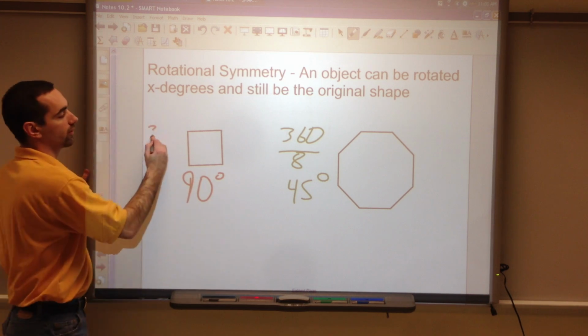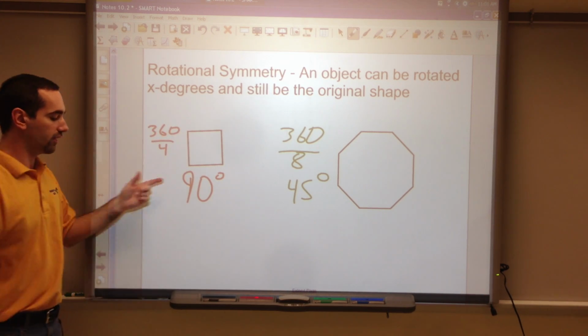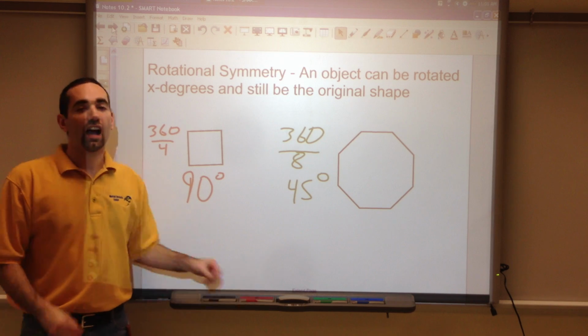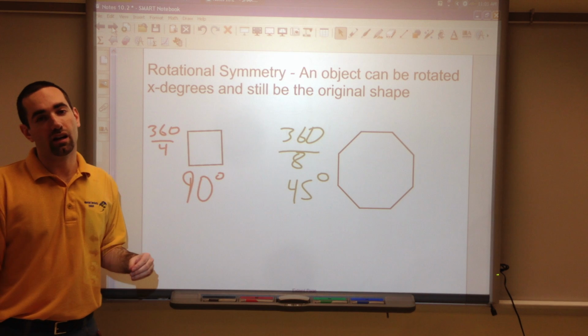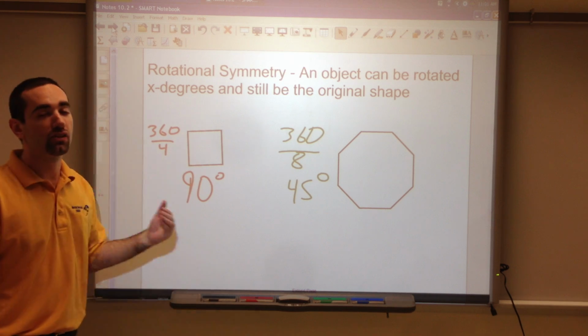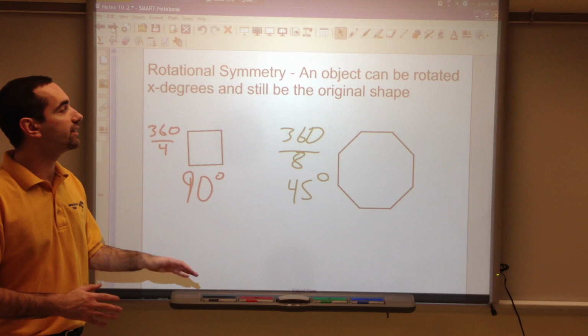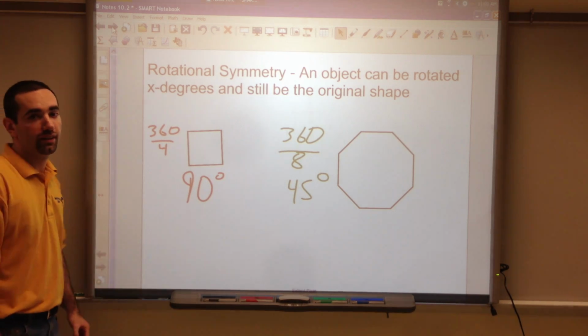I can do the same thing here. 360 divided by 4, 90 degree rotational symmetry. I can do that for any regular polygon. I can take 360 divided by the number of sides, and that's its rotational symmetry.